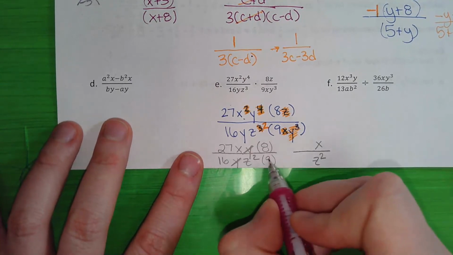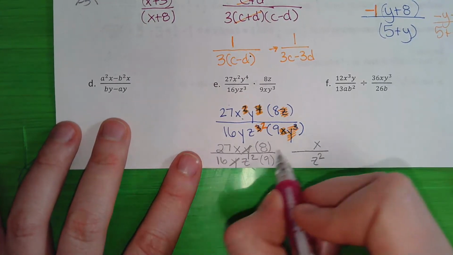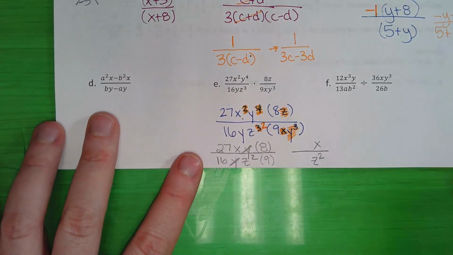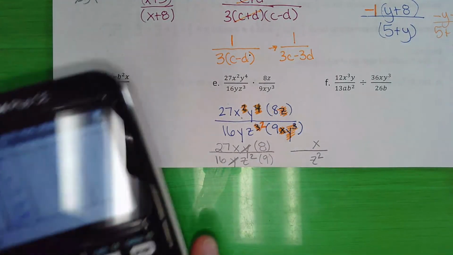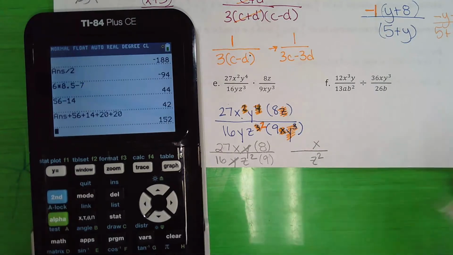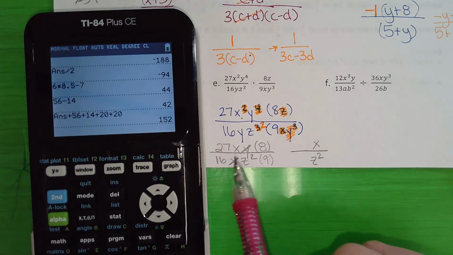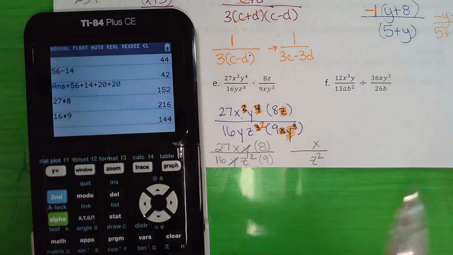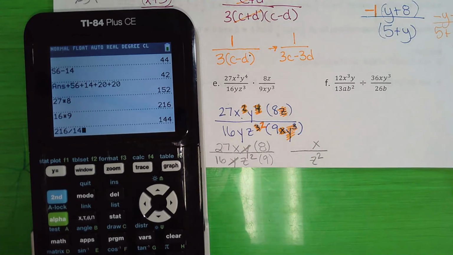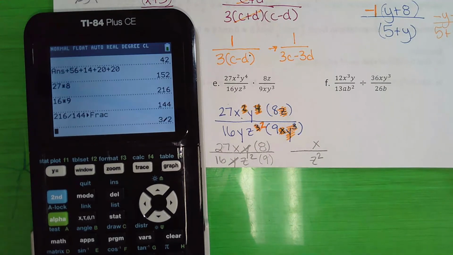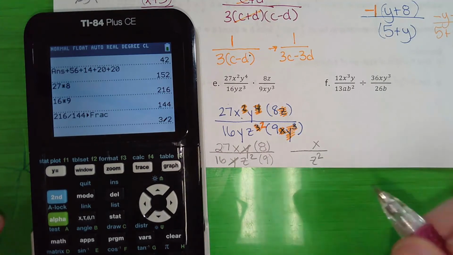You can simplify. 9 goes into 27 3 times, 8 goes into 16 2 times, so you get 3 halves. Or, if you really struggle with that mental math, which is okay, you can use your calculator to your advantage. If you struggle with factoring numbers, take 27 times 8, enter, take 16 times 9, and then take that number of 216 divided by 144, which would be 27 times 8 divided by this, and then do math 1 frac, and it simplifies your fraction for you. So then this is 3 halves.